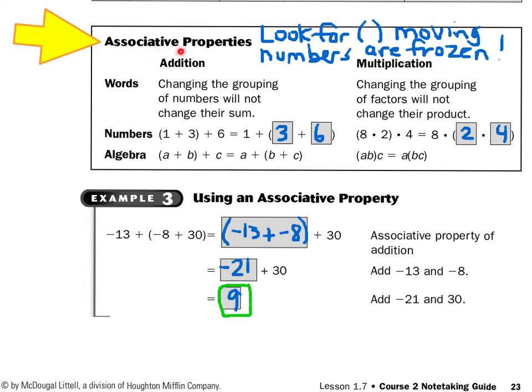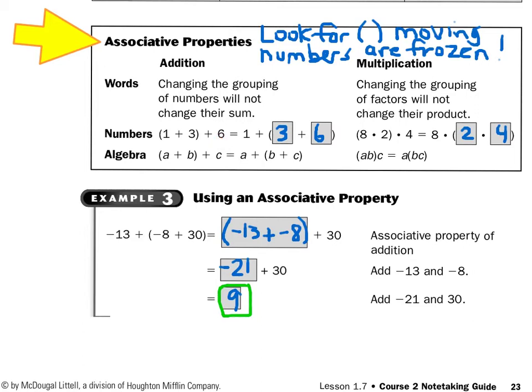Okay, now let's look at associative property. Now the associative property, you want to look for the parentheses moving, and the numbers are frozen. So the numbers don't move, it's the parentheses that move. Let me show you here in this example where it says numbers. Notice how the 1 plus 3 is in parentheses, and then plus 6.